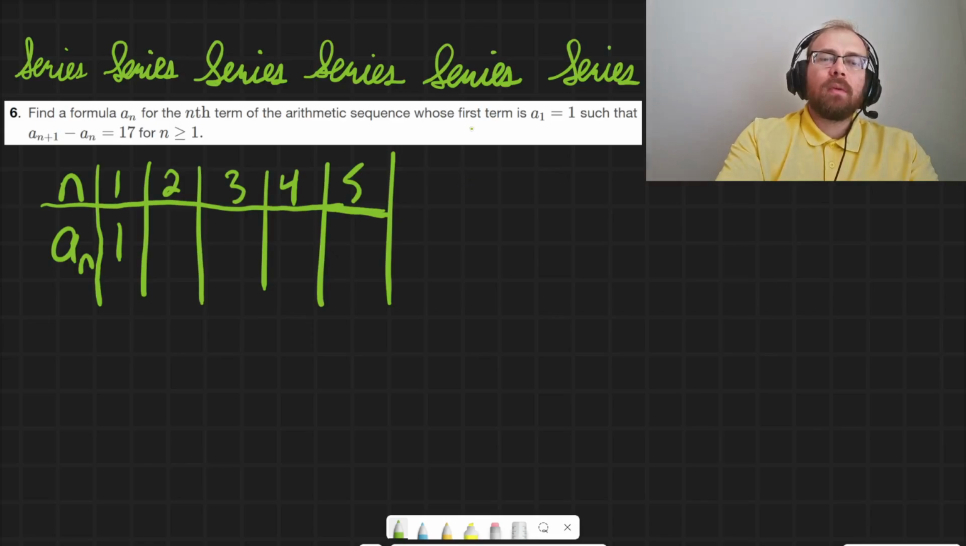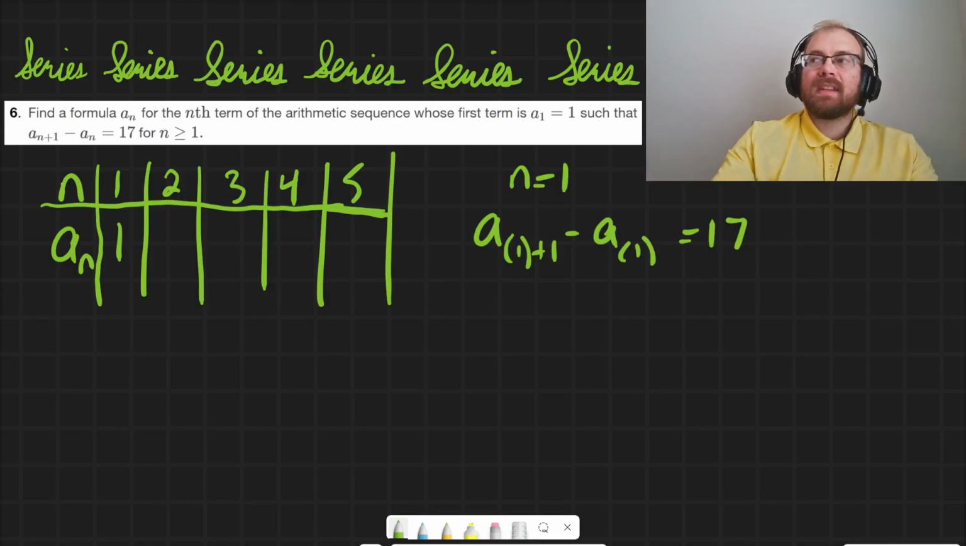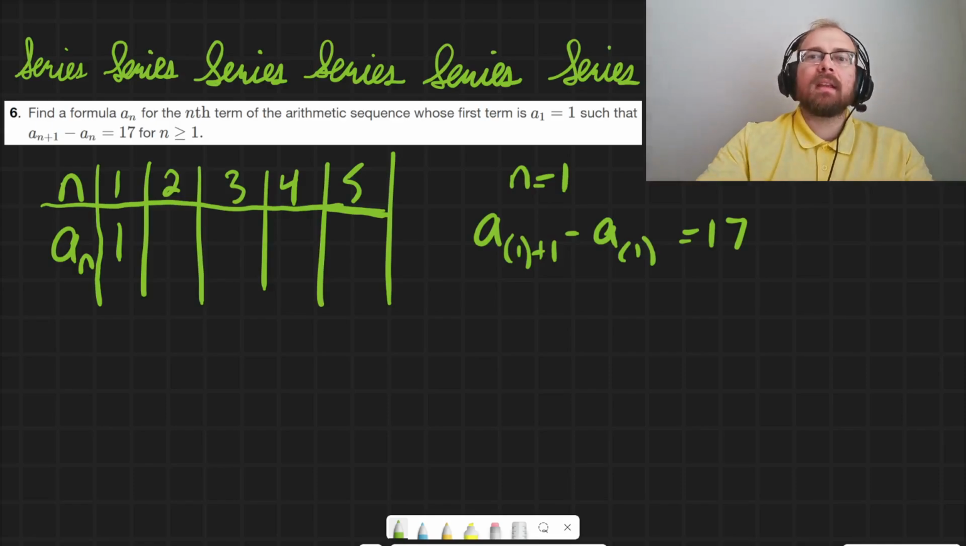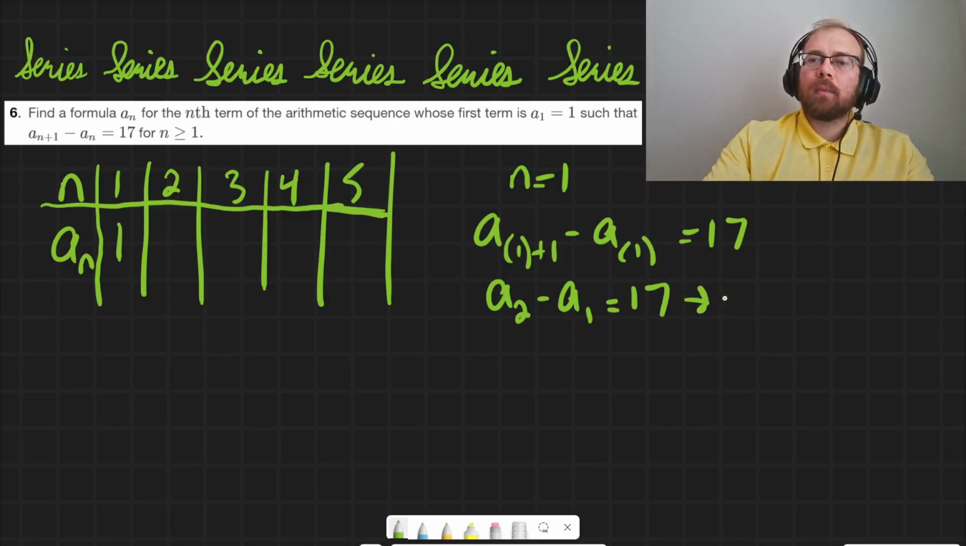let's do n equals 1. Then I would plug in 1, so it'd be a sub 1 plus 1 minus a sub 1 equals 17, right? If I'm plugging in n equals 1. So that means a sub 2 minus a sub 1 is equal to 17. A better way to write this would be a sub 2 is equal to 17 plus a sub 1.